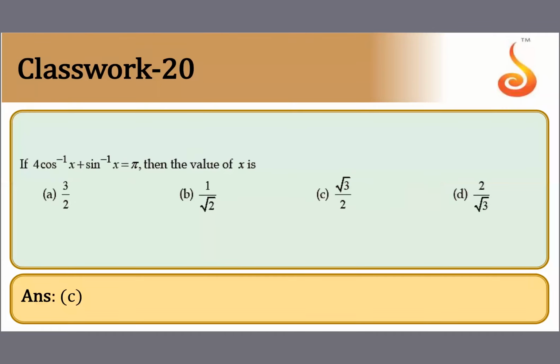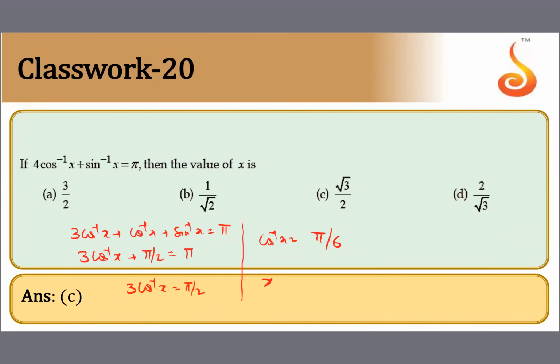A simple one. 3 cos inverse x plus cos inverse x plus sin inverse x equals pi. So 3 cos inverse x plus pi by 2 is equal to pi. 3 cos inverse x equals pi by 2, or cos inverse x is equal to pi by 6, so x equals root 3 by 2. Yes, that only I wrote, na? x equals root 3 by 2. Simple one.